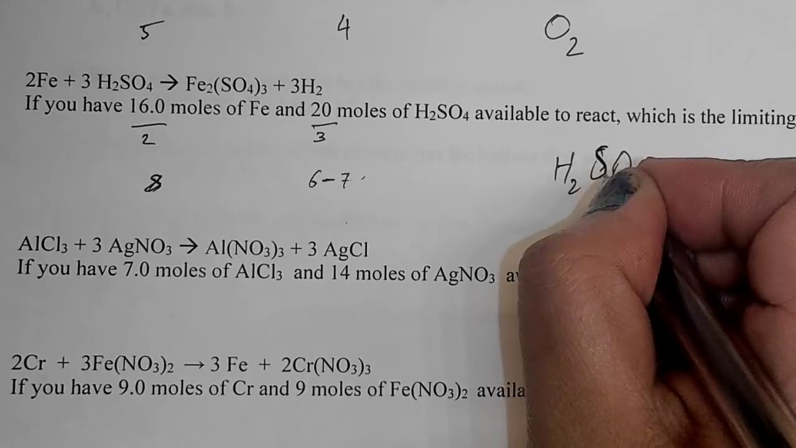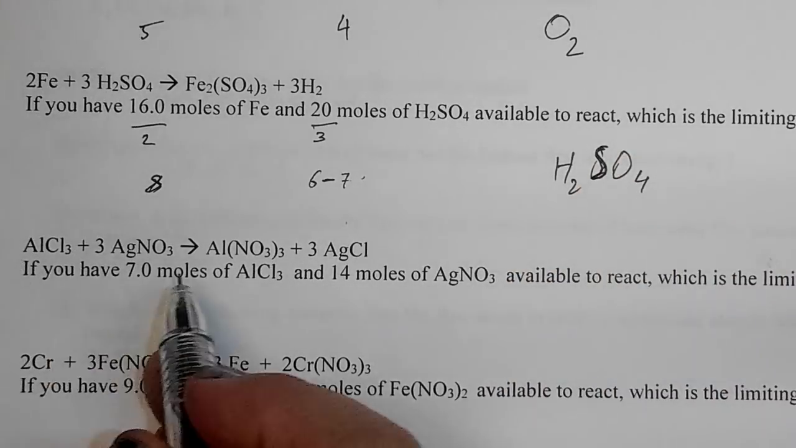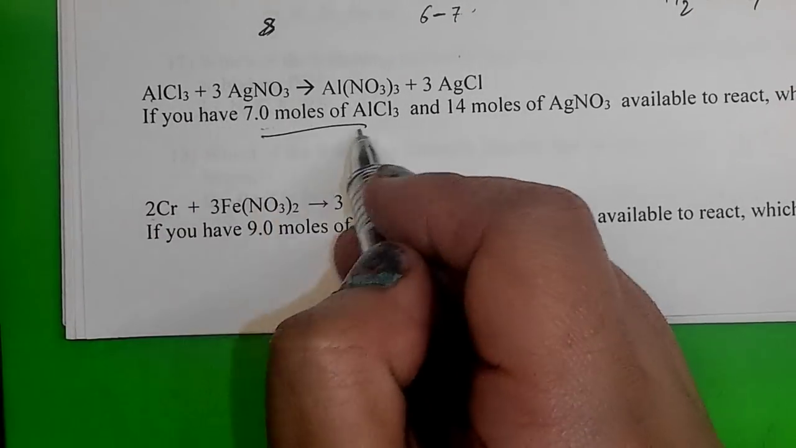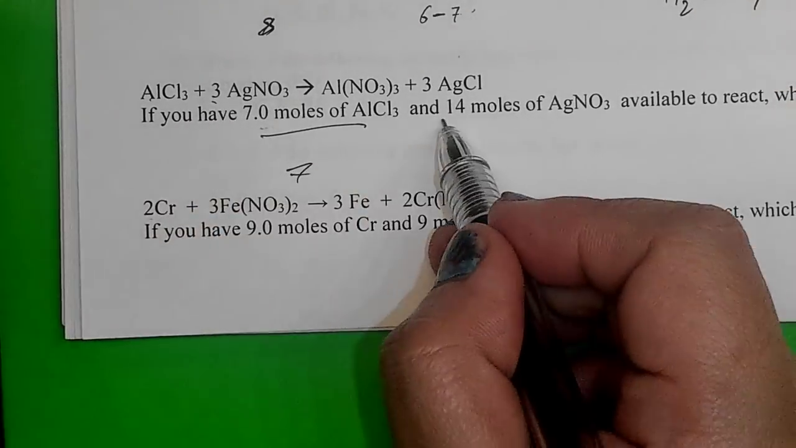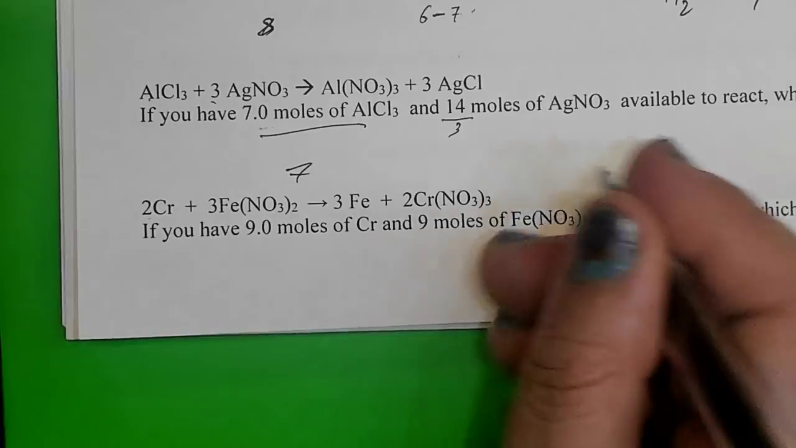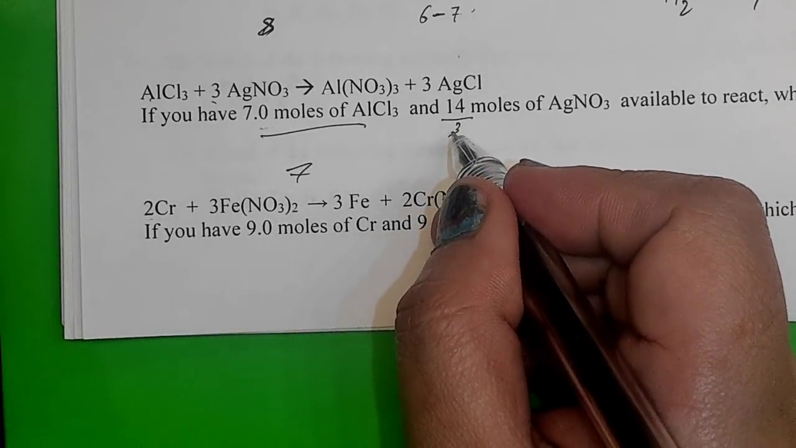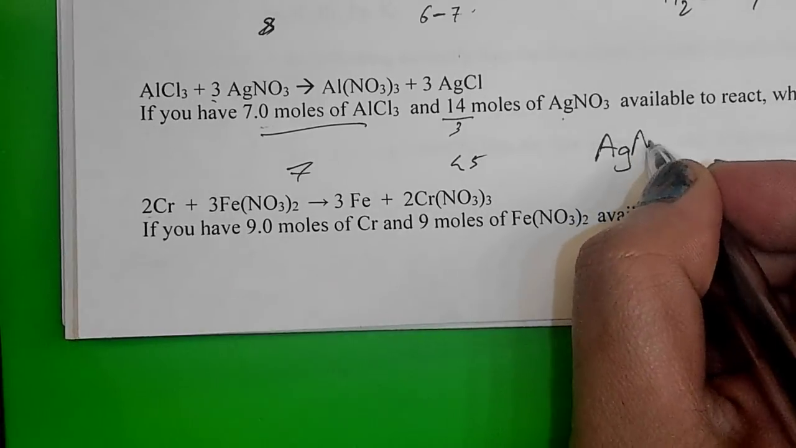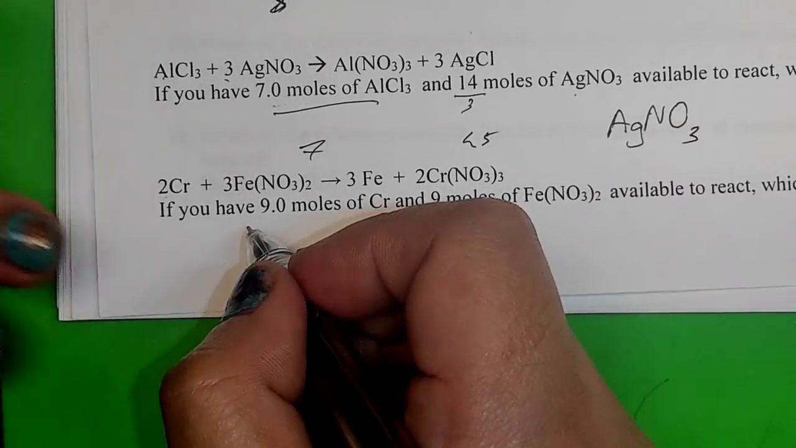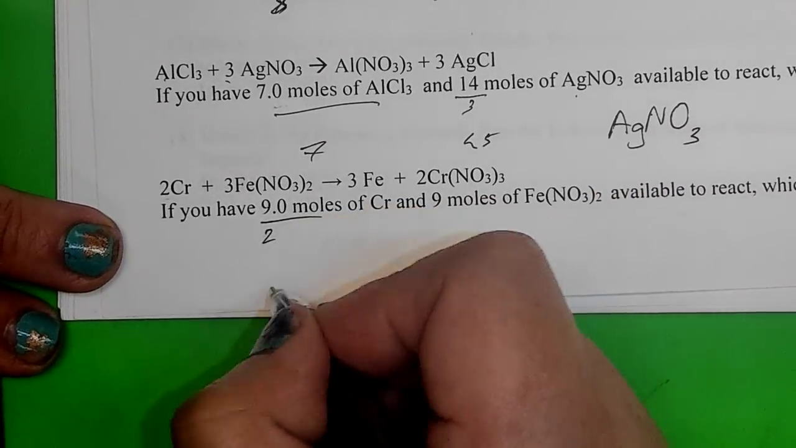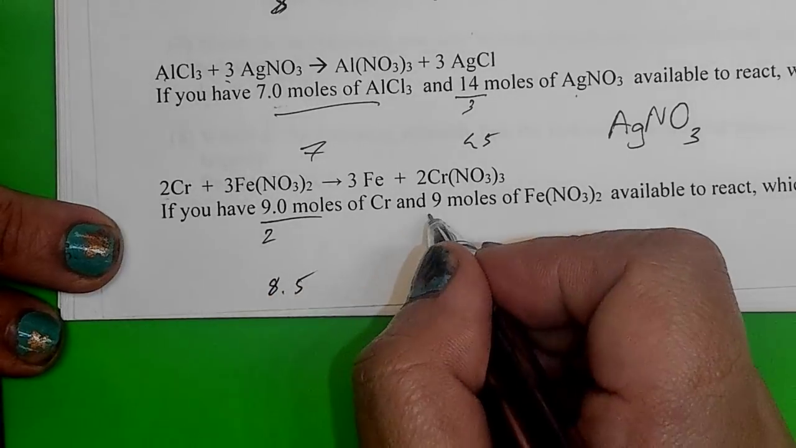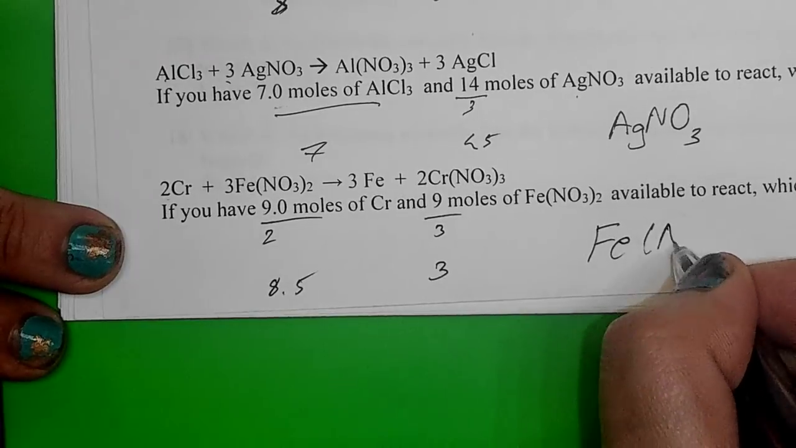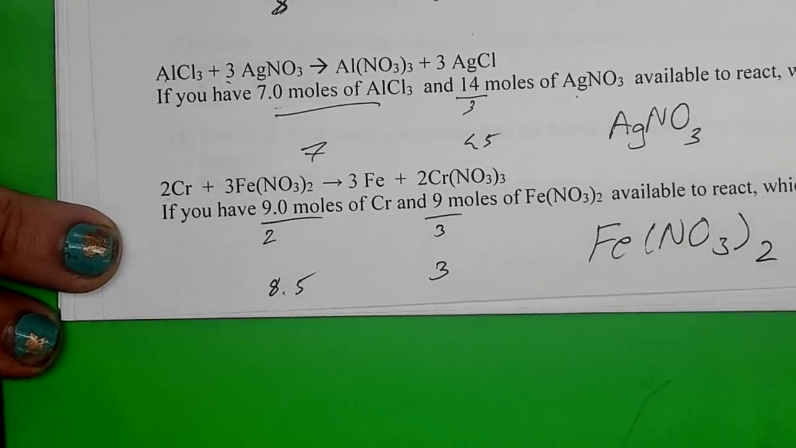Okay. All right. The next one, I have 7 more. I can go 7 times. This one, 3. Okay, that's less than 5. So obviously, that runs out first. Next one, 9. So about 8.5, I would say. This one, 3. So I can only go 3 times. Fe(NO3)2 is my limiting reagent.